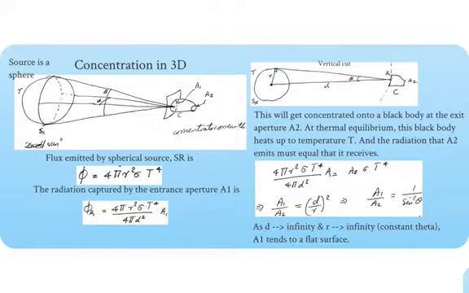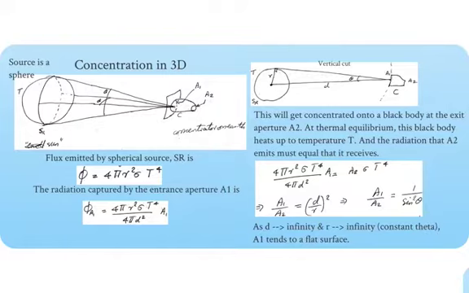Of course, the 4 pi's cancel out, so you get a simpler expression here. That light which enters the CPC then gets concentrated onto a black body at the exit aperture A2. And at thermal equilibrium, this black body heats up to the same temperature T, and the radiation that A2 emits must equal that it receives. So that's the thermal equilibrium. In other words, what is coming in here must equal what's leaving from here. So again, we will make this equal to this.